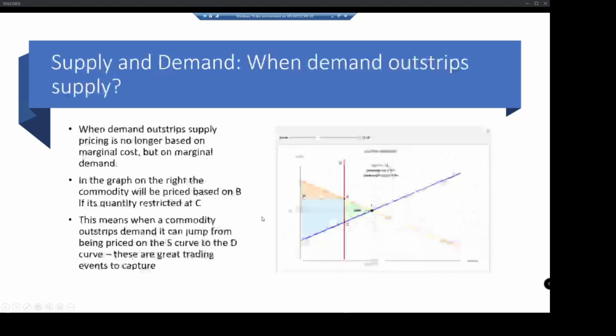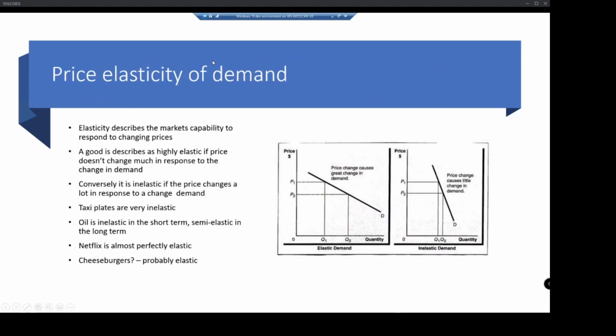The other one you need to understand is elasticity. You'll see that the angle of these graphs is referred to as elasticity. So if we look at price elasticity of demand, it's the capability of the market responding to changing prices. It's highly elastic if the price doesn't change much in response to the change in demand. And conversely, it's inelastic if the price changes a lot in response to the change in demand.